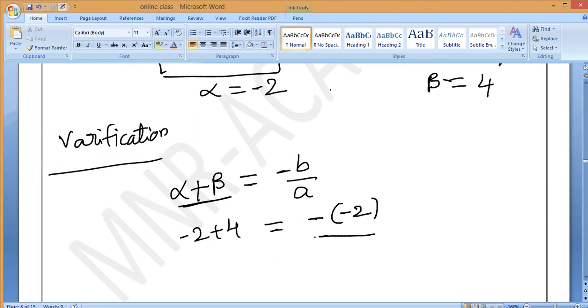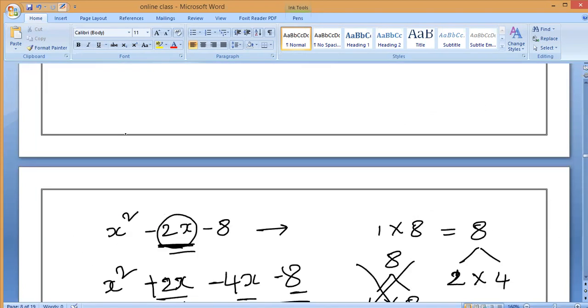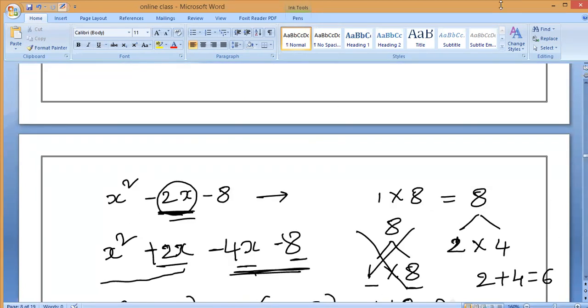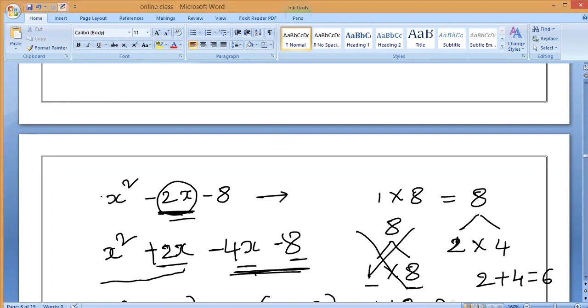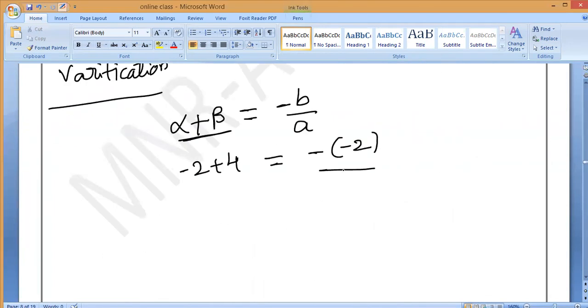a. a coefficient is how much? Is it 1, yes or no? Yes, 1. So you can take 1. Now verify both sides. Is it the same or not? Minus 2 plus 4 is equal to 2. Same, 2. That's verified. Hence it is proved.